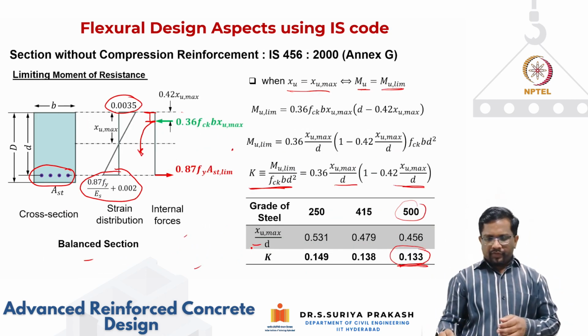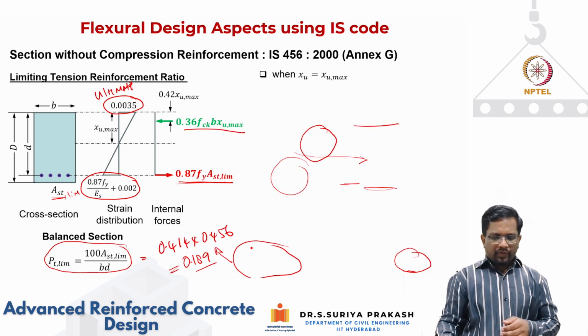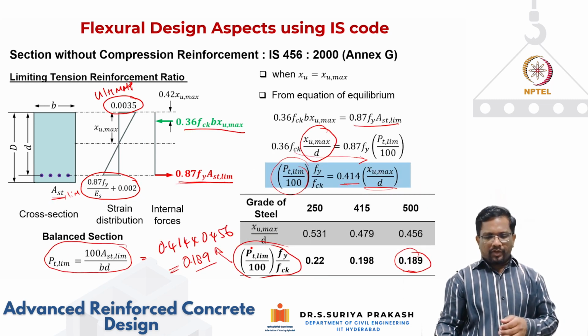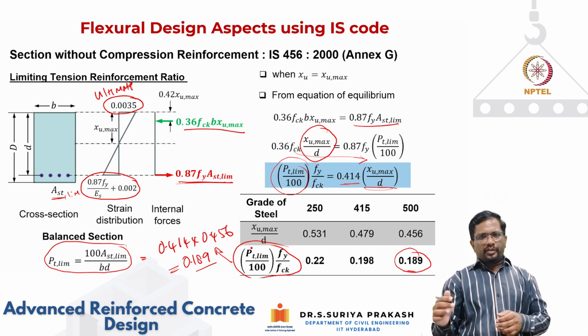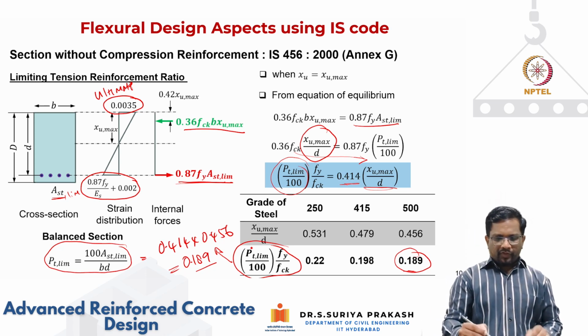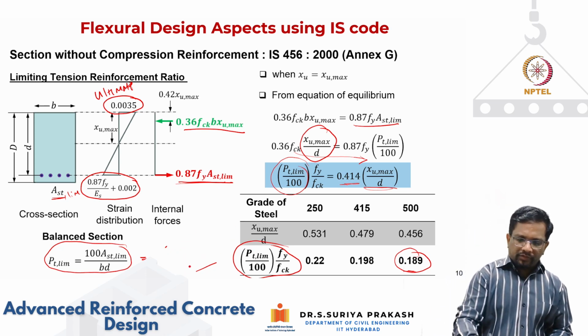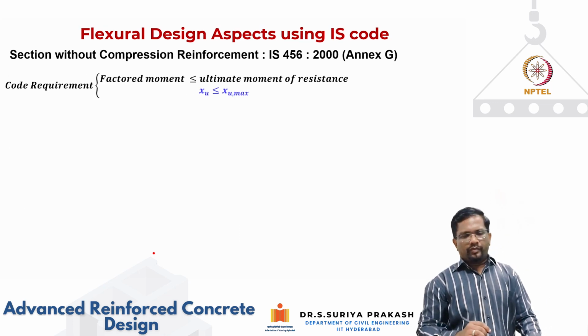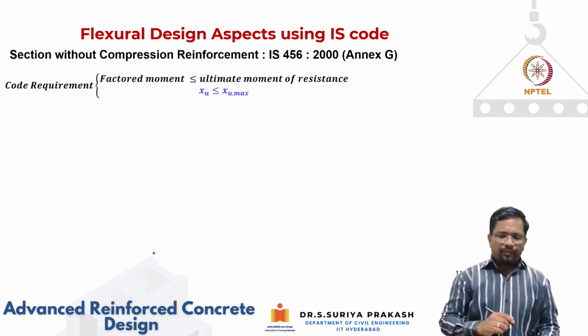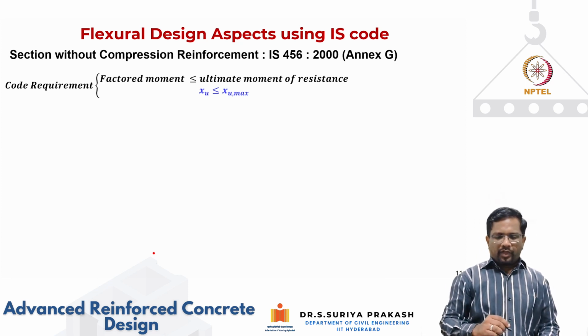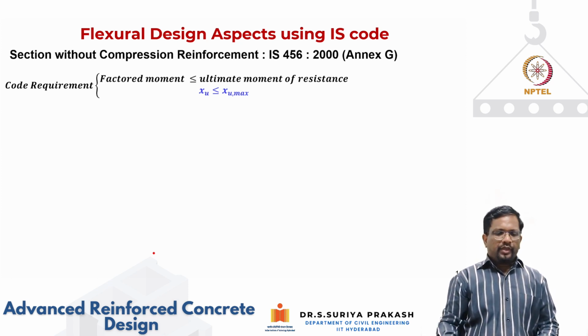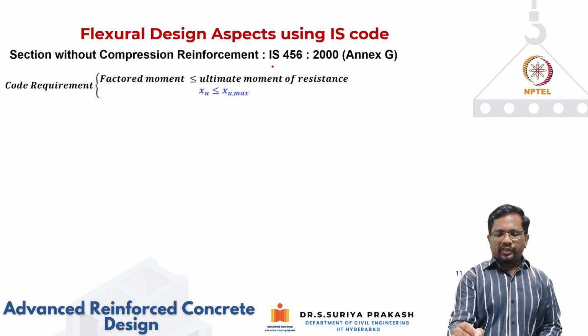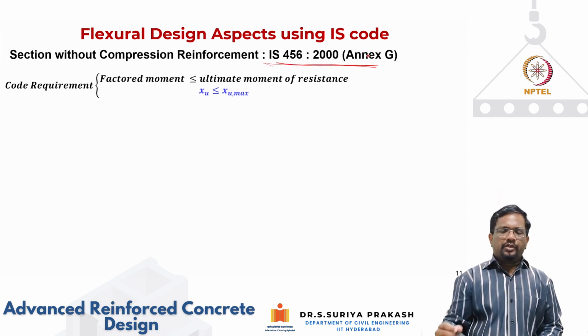The k values that we got, and then we have expressed the pt limit in terms of your xu max by d. So now let's see how we can go ahead and calculate your ultimate moment of resistance. This procedure is also explained in IS 456:2000 in Annex G.